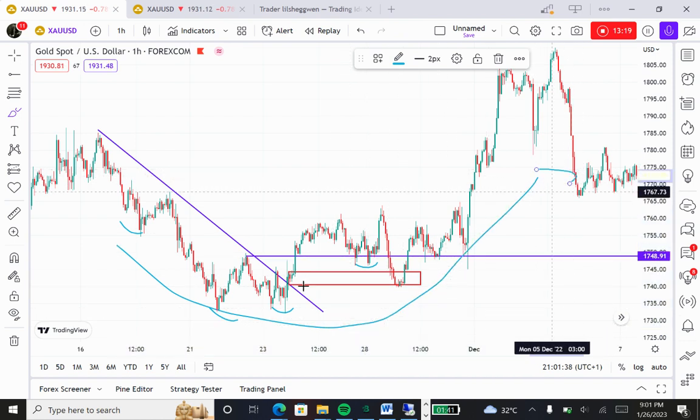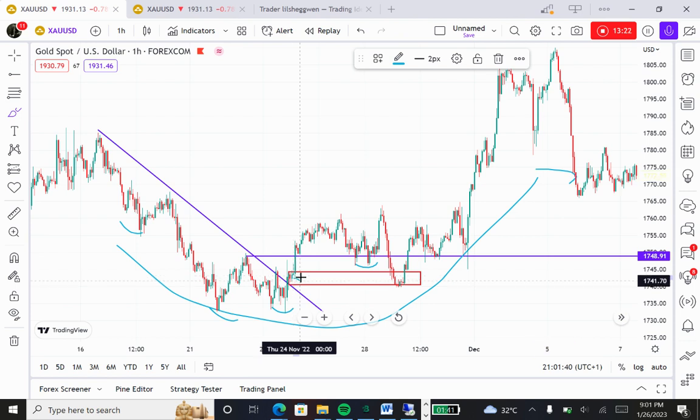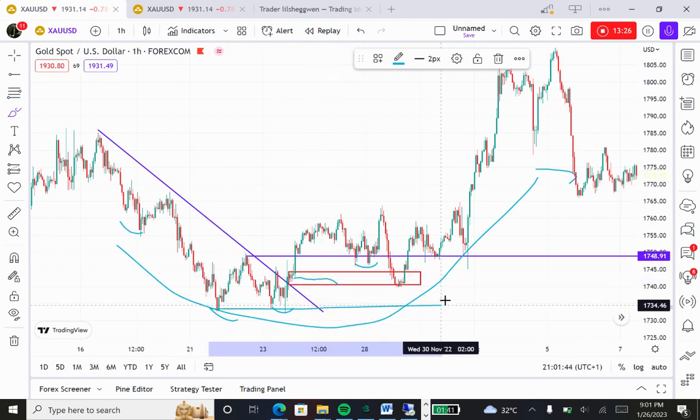So you can pick your entry based on this support level. If this level actually fails, this is the next level for you to look for a buy. Okay, because as long as this market has not taken off this low, this market is now in an uptrend. It has already been established because it broke this previous high right here.